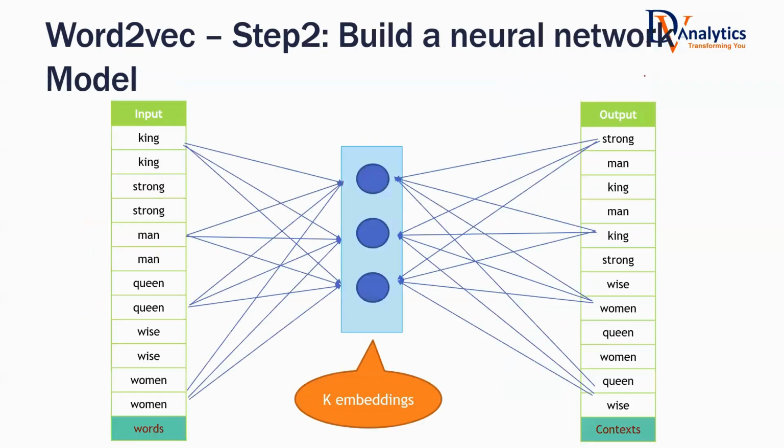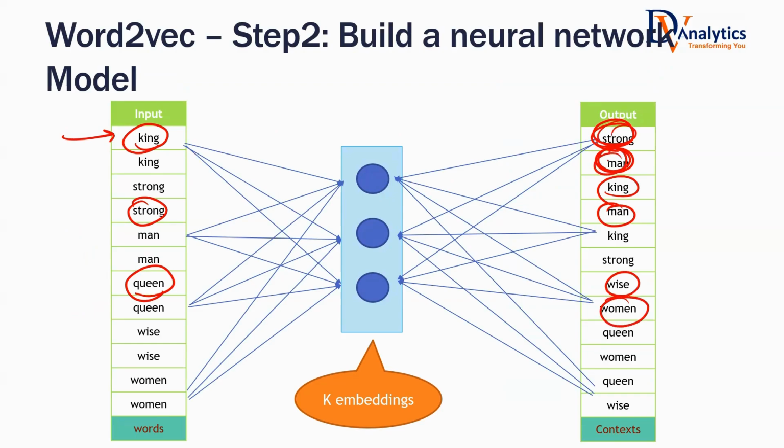Then you try to build a shallow neural network model. In the process of building this model, you have observed that king is not connected to every word here. King is connected to strong and man. When king is input, strong and man were the output. When strong is input, king and man were the output. Similarly, when queen is input, wise and woman were the output. Strong and man were not the output.